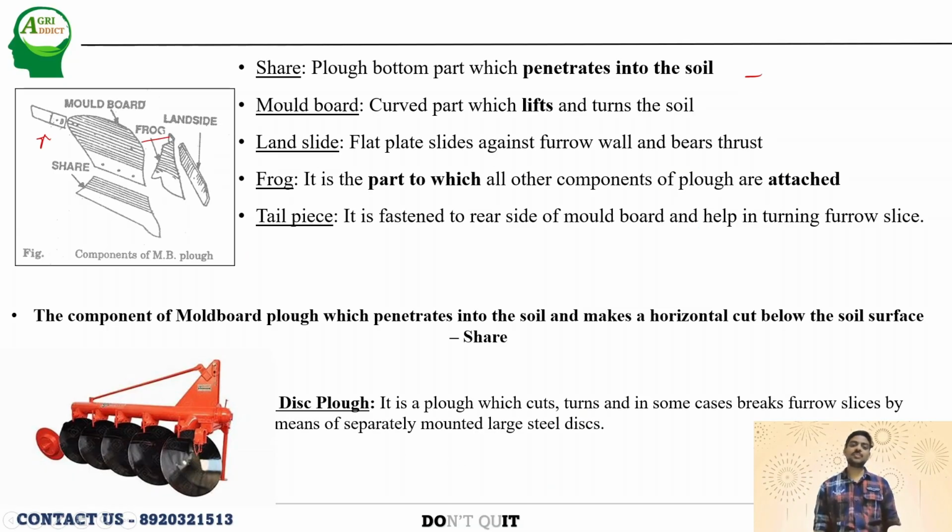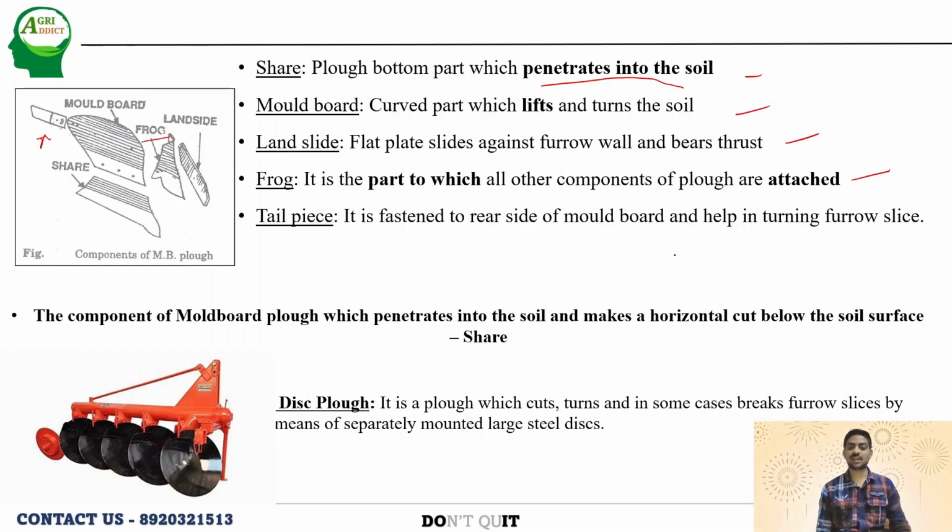In most exams, the different components of the MB plow, share, mold board, landslide, frog, tail piece, will be asked. What is the function of a share? What is the function of the mold board? I have already bolded them. Share penetrates into the soil. Which part of the MB plow penetrates into the soil? It is the share. Which part of the MB plow lifts? It is the mold board. This is how you should remember.